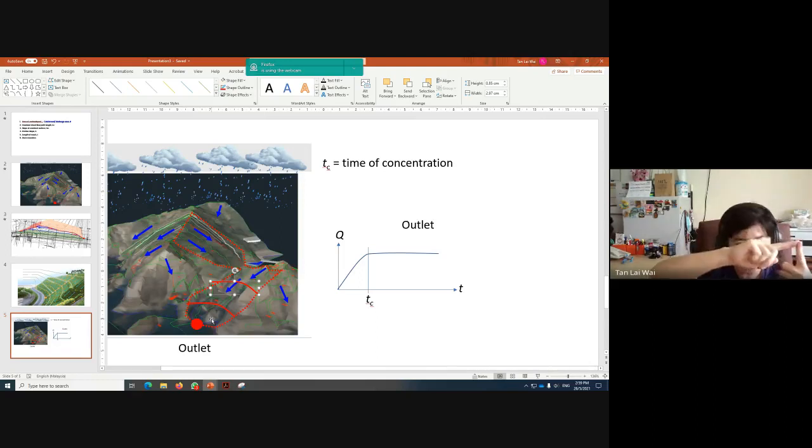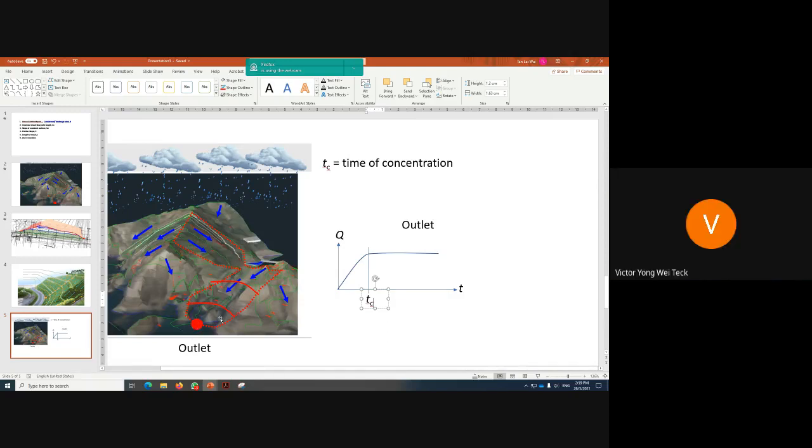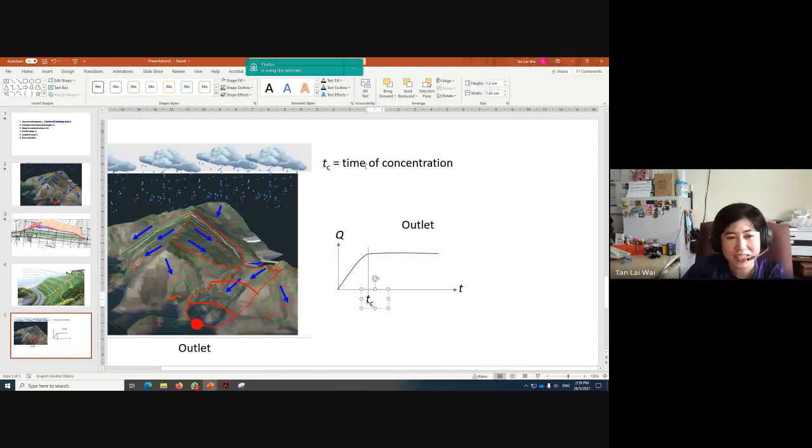Of course, we have been assuming that rain falls uniformly over this entire catchment area, until the point where all this flow runoff concentrates at this outlet here. Therefore, after TC, the Q that comes out from the outlet would remain constant. Agree or not? Agree, doctor. Okay, so this is the meaning of time of concentration.